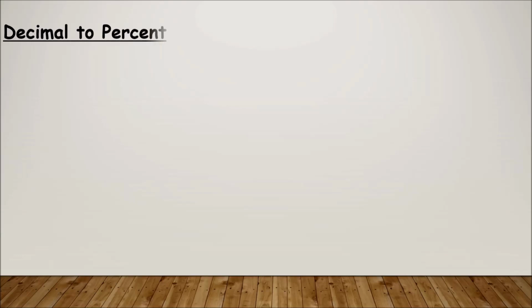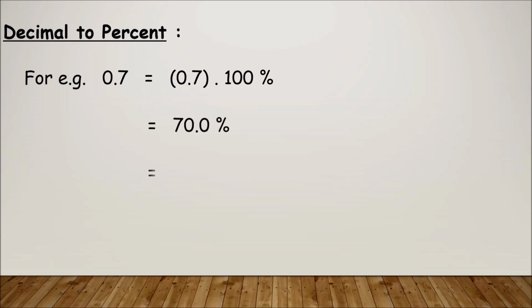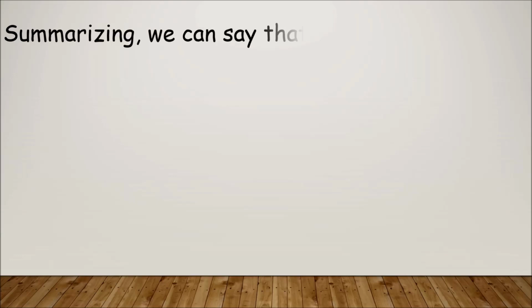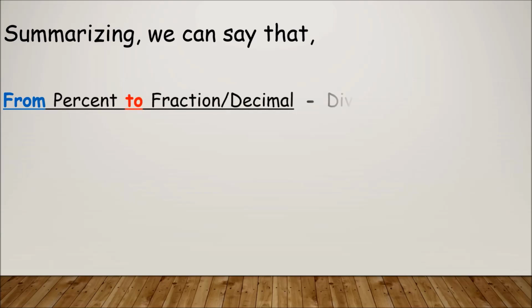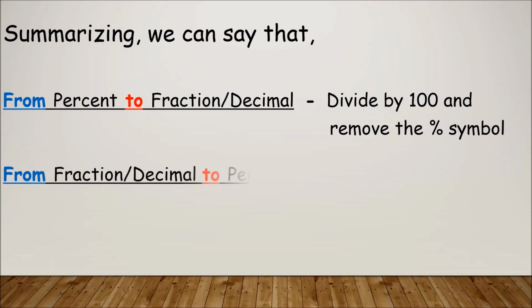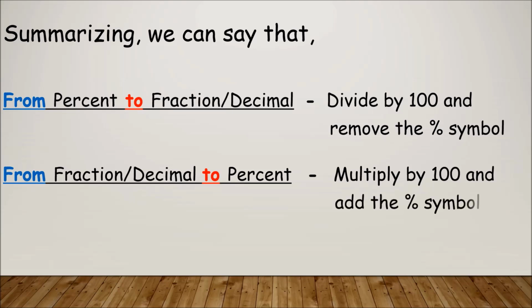Next, we convert from decimal to percent. For example, 0.7 is equal to 0.7 multiplied by 100%. This simplifies to 70%. This time, we move the decimal point 2 places to the right. Summarizing, we can say that to convert from percent to fraction or decimal, we divide by 100 and remove the percent symbol. While to convert from fraction or decimal to percent, we multiply by 100 and add the percent symbol.